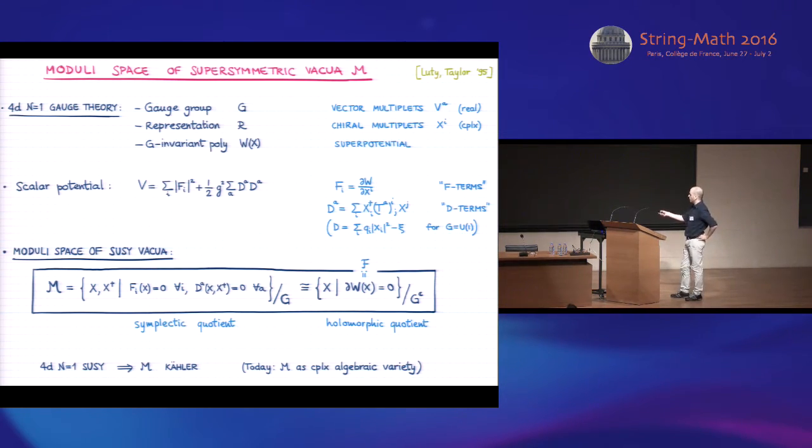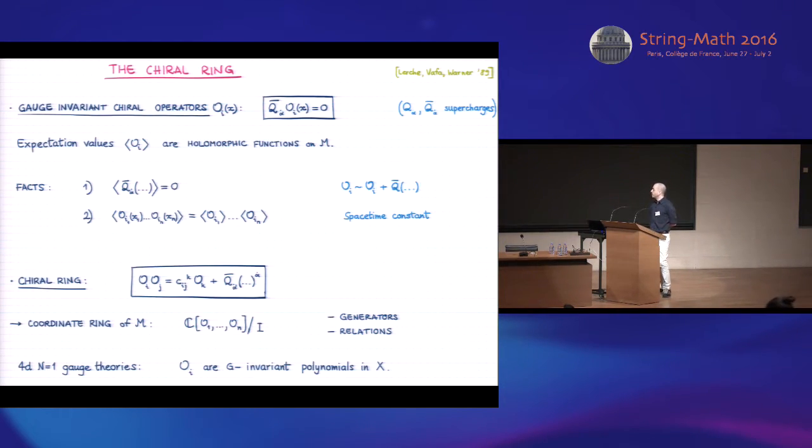But alternatively, we can describe it as a holomorphic quotient by the complexified gauge group of the space of solutions of the F term equations. So more generally, even if you don't have a gauge theory, four-dimensional N=1 supersymmetry implies that this moduli space is Kähler, but we won't use the Kähler metric today. We will view M rather as a complex algebraic variety, and in particular, we'll be interested in the ring of holomorphic functions. So this leads us to considering gauge invariant chiral operators, which are annihilated by half of the supercharges, the odd generators of the Poincaré superalgebra.